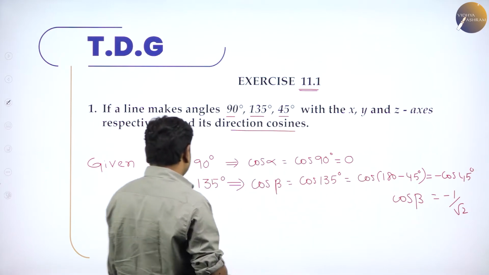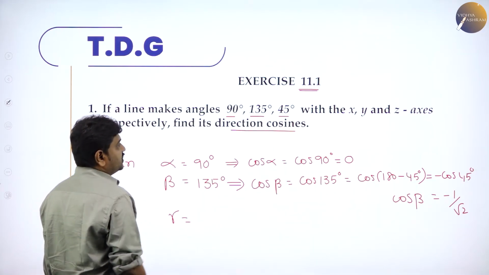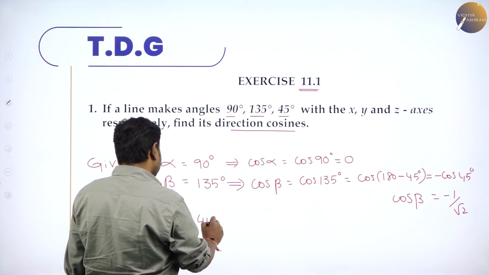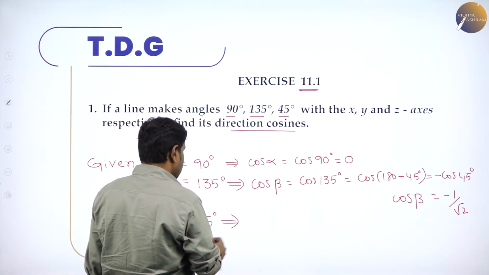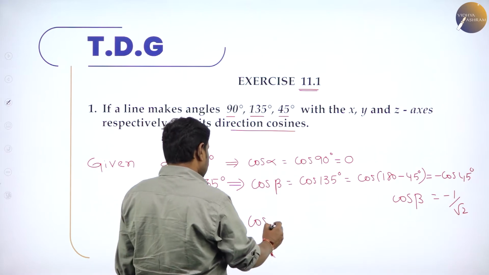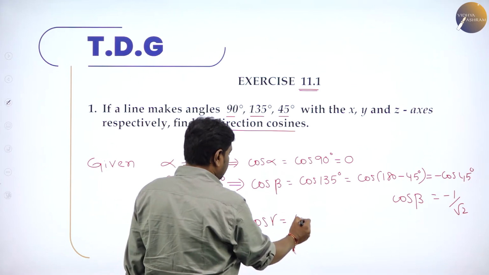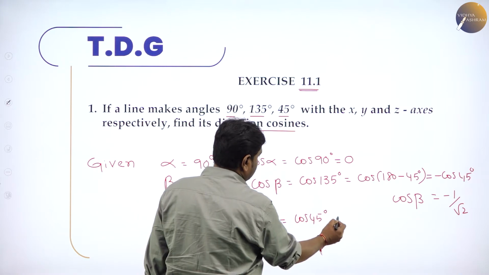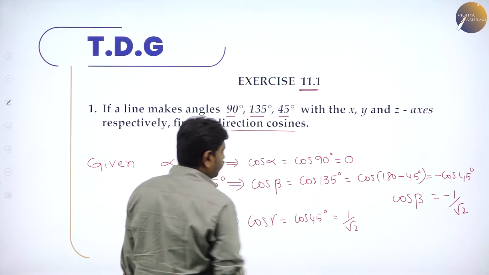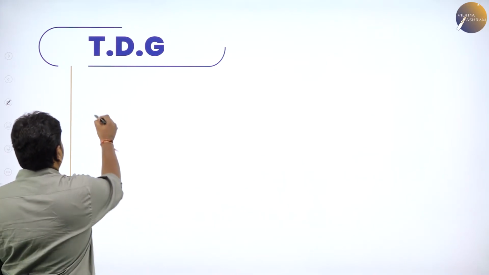And gamma, the third angle made by the vector with the z axis, is 45 degrees. So that implies cos gamma is cos 45 degrees. Cos 45 degrees is 1 over root 2.